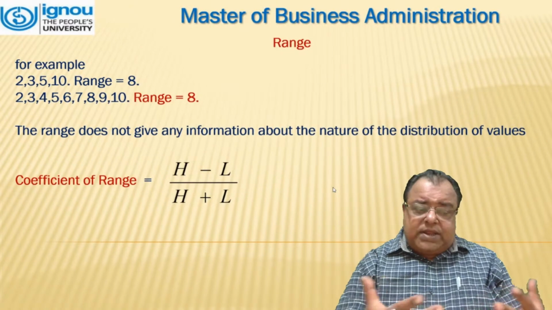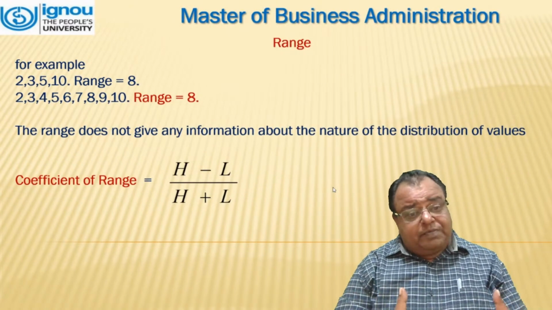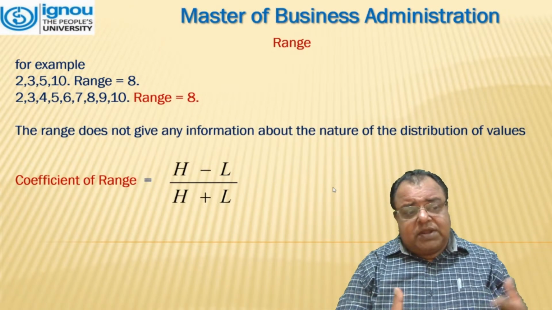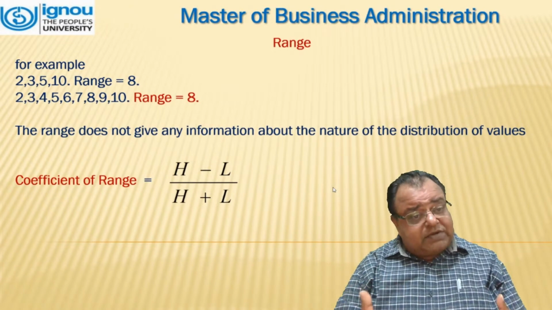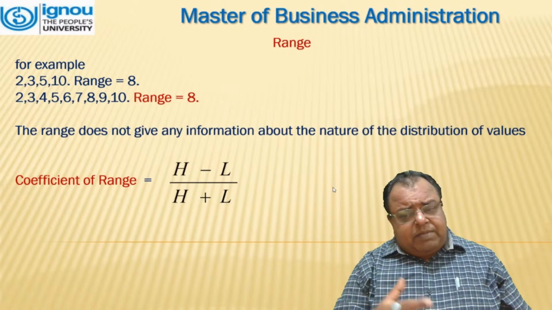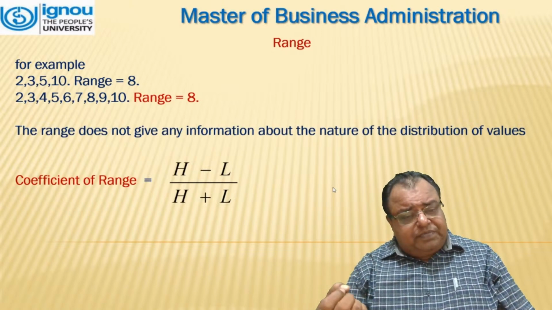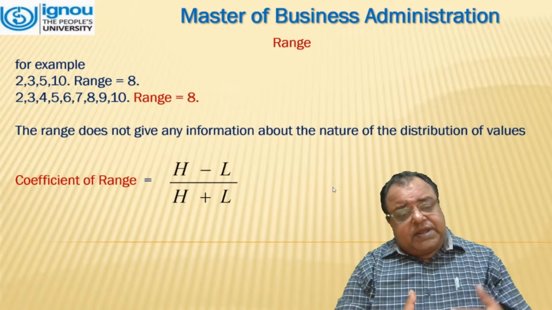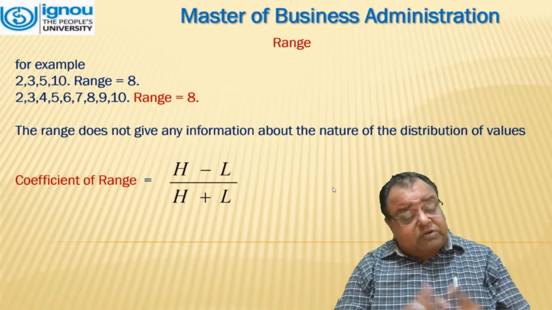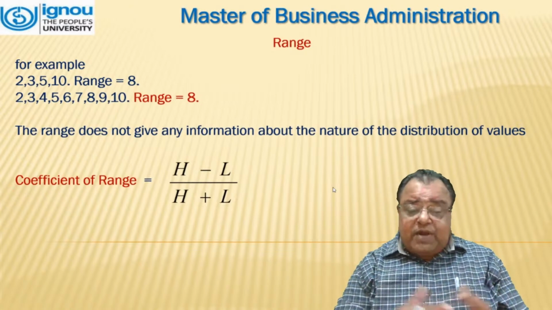Here we take another example to show that the range does not decrease. If we take 2, 3, 5, 10, the range is 8. Now we have increased the numbers from 2 to 10, and the range is still 8, that is, the highest value minus the lowest value. Range does not give any information about the nature of the distribution of the values. Another concept is the coefficient of range. It is the ratio of the difference between the highest value and the lowest value to the sum of the highest value and the lowest value.